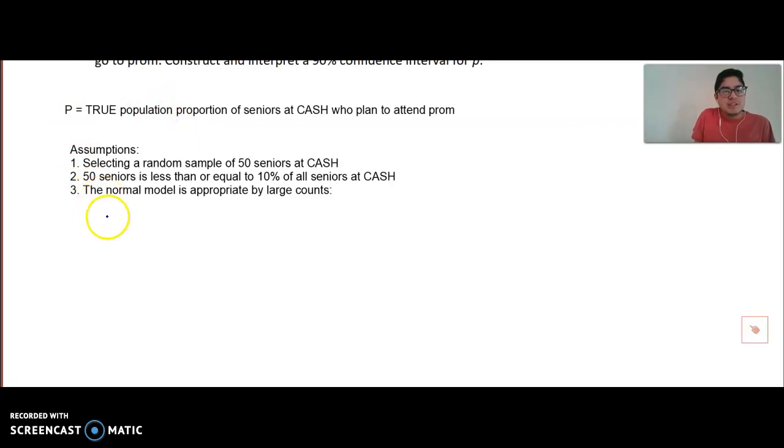Just as a reminder, the large counts condition says n times p. However, here, we don't actually know the true proportion of seniors, right? We're trying to guesstimate using a confidence interval. So instead of doing np, I'm actually going to do n p hat because I'm estimating based off of my sample. So here I have 515 total seniors. Actually, just kidding, n is not my population size, n is my sample size.